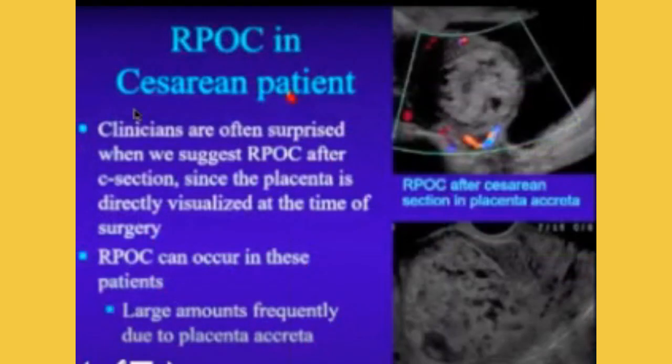We do see RPOC in the cesarean patient. Clinicians are often surprised when we suggest RPOC after C-section, since the placenta is directly visualized at the time of surgery. But RPOC can occur in this patient, and large amounts are frequently due to placenta accreta that may be undiagnosed before the delivery.